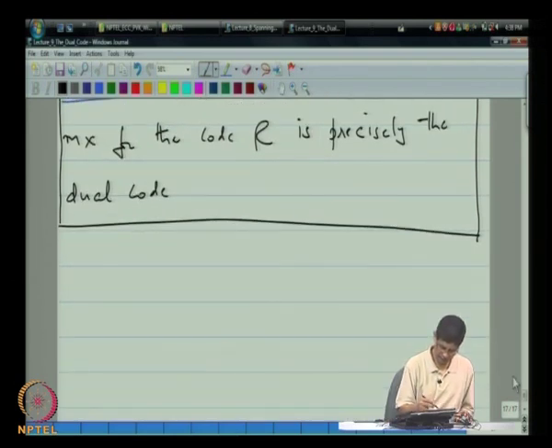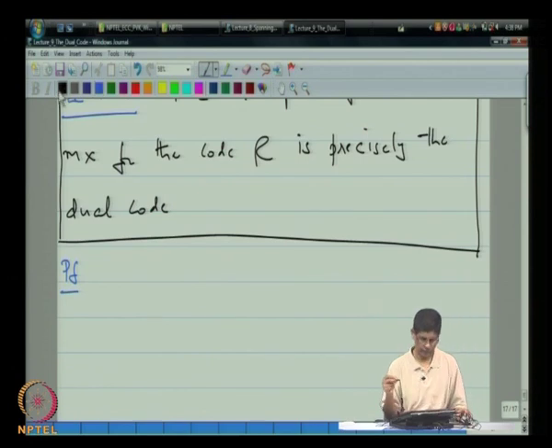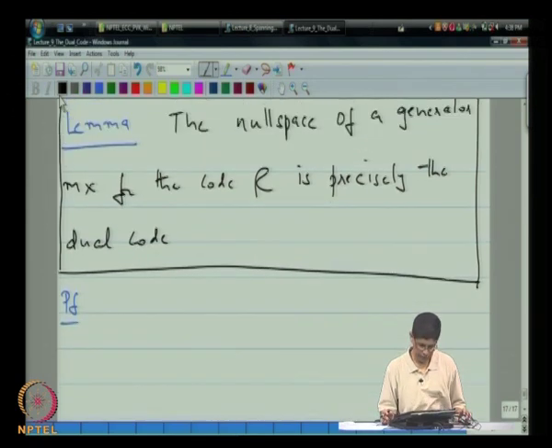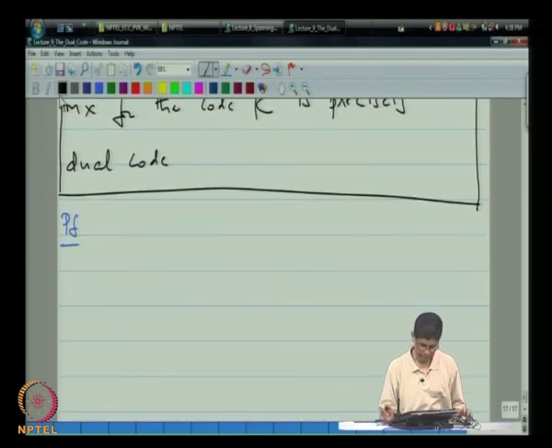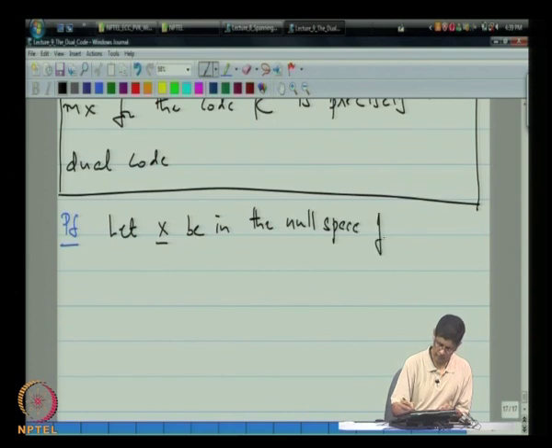So, how do you prove that? So, proof. Now, so let x be in the null space of G.